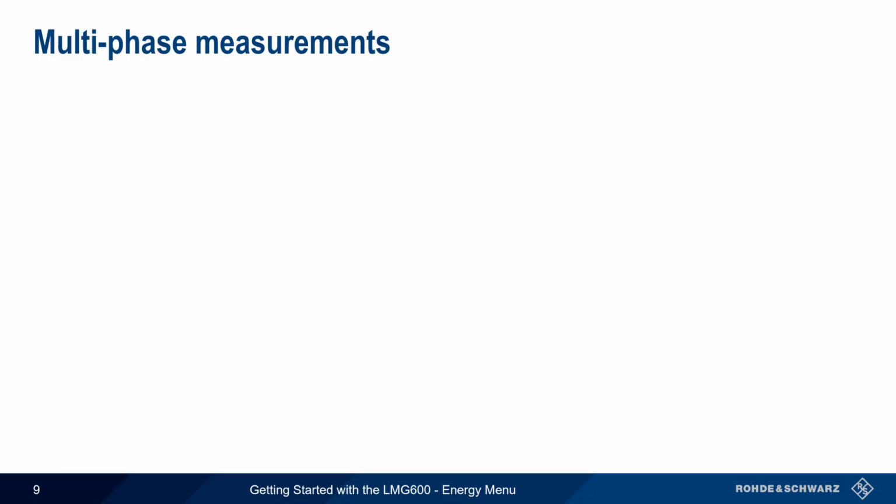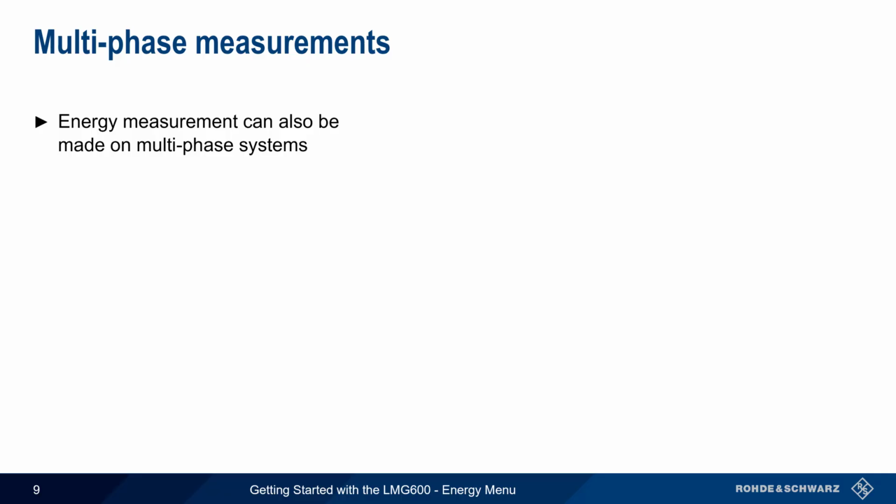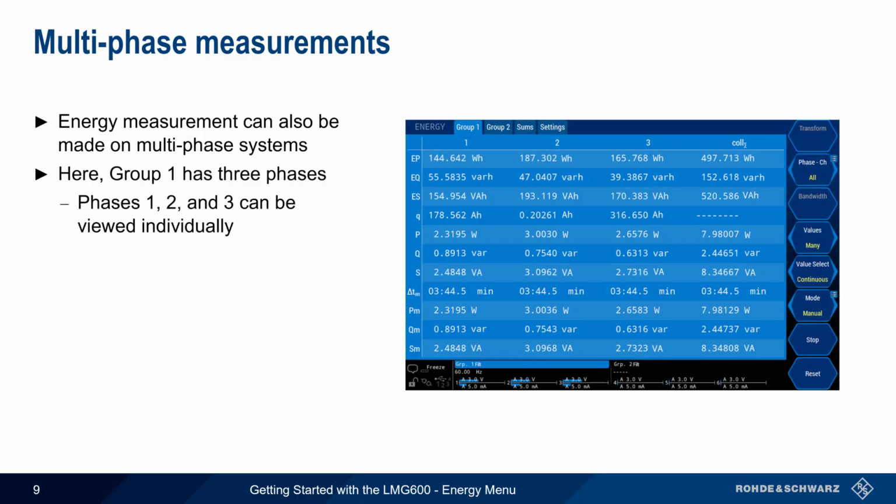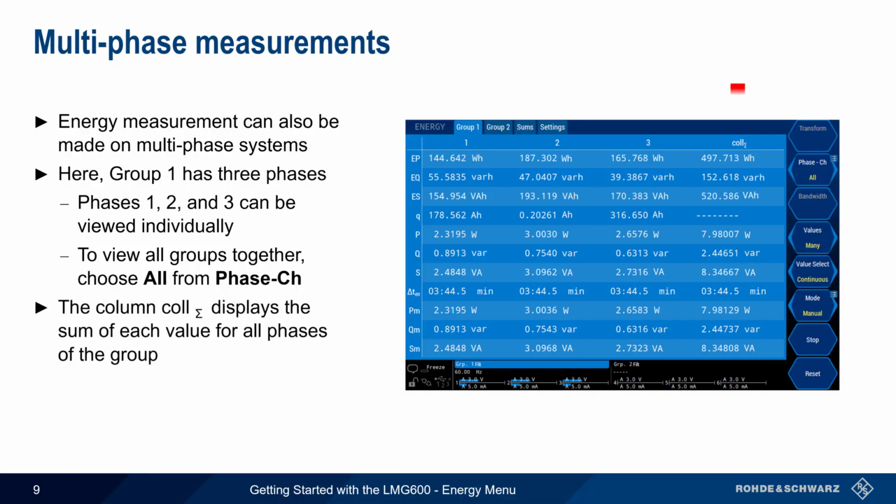Until now, we've looked at single-phase measurements, but the LMG also supports making energy measurements on multi-phase systems. In this example, Group 1 has 3 phases, and the values for each phase can be viewed individually, that is, per phase, or they can all be viewed together by choosing All under Phase Channel. When viewing all of the values together, the Call-Sum column displays the sum of values for all of the phases in the given group.